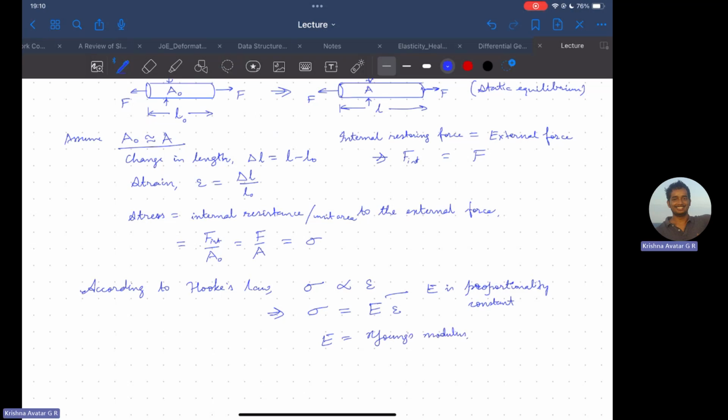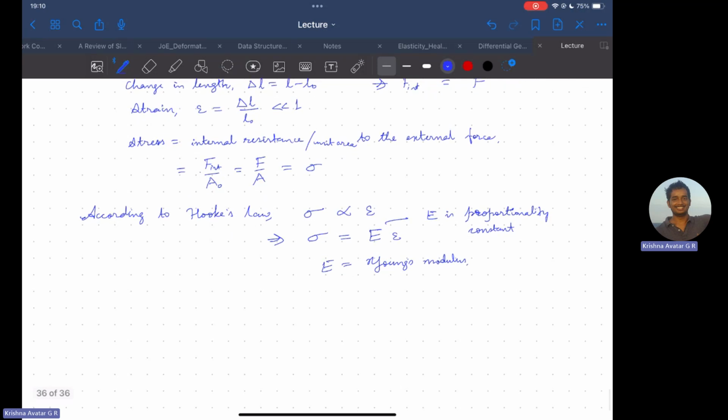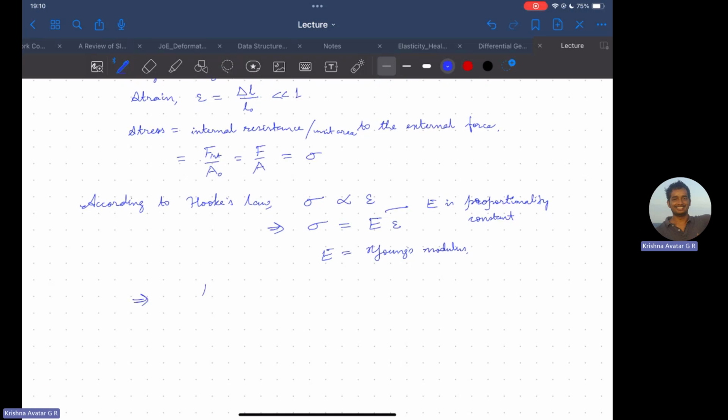And here we have an assumption again that this epsilon must be much smaller than 1. It's because this is a ratio, so epsilon is a non-dimensional number. It's length by length, so the units cancel out. So it's a non-dimensional number, and it should have a value which is much smaller than 1. Fine. So according to Hooke's law, sigma is equal to E epsilon. And finally, we can write F by A is equal to E epsilon. This implies that F is equal to E A epsilon.